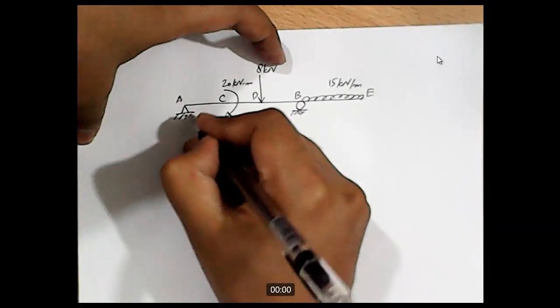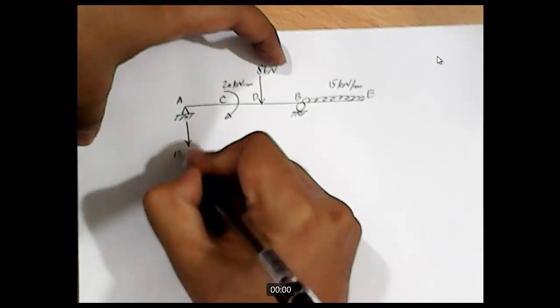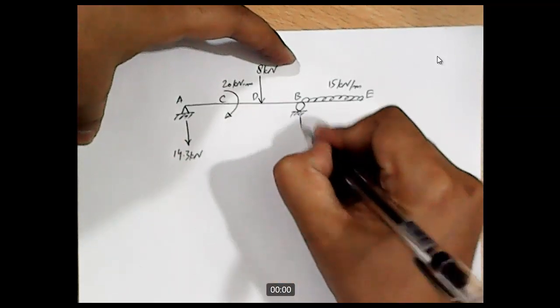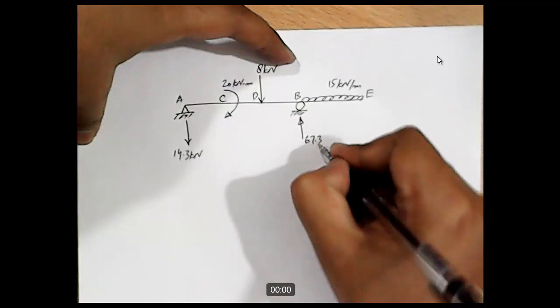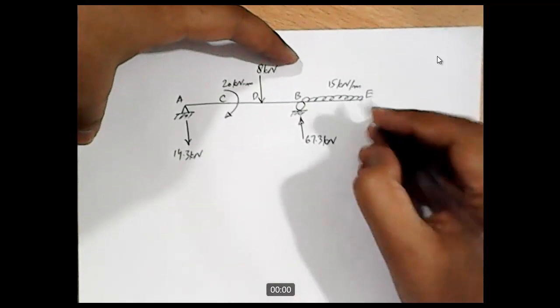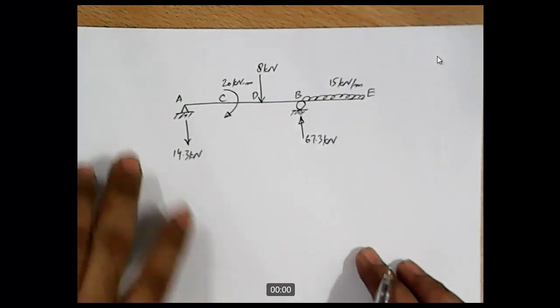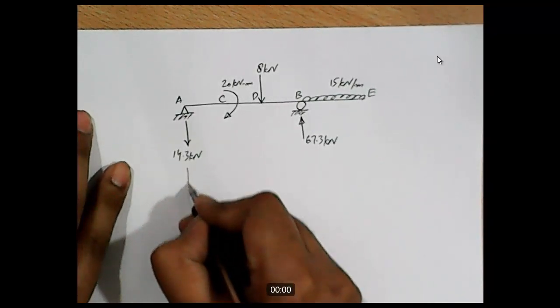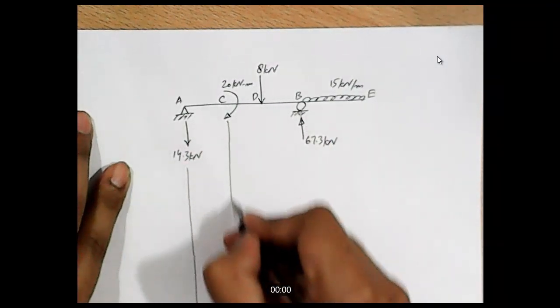The reactions, we have a reaction acting in downward direction, 14.3 kilonewton, and 67.3 kilonewton. What else? Do we have any other thing? I think no, I think that's complete. So now let's draw the guidelines to draw shear force diagram and bending moment diagram.